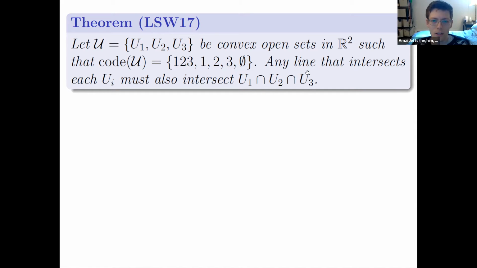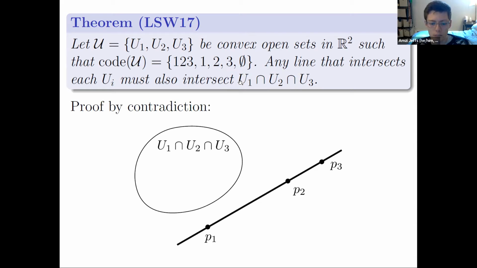And what you can say about an arrangement like this is if you try and draw a line through each of these sets separately, you actually have to draw that line through the place they all meet. You can't slice through the sets without going through the intersection of all of them. And I'll sketch for you why this is true, very, very informally.